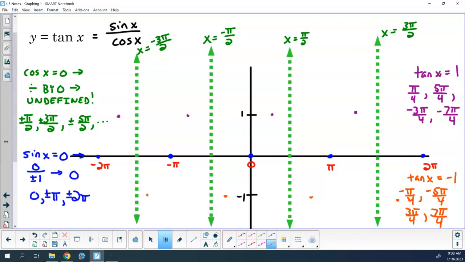Now we have enough. Just by doing the easy ones, we've got enough to graph these functions. Because this function is going to, it can't cross over a vertical asymptote.